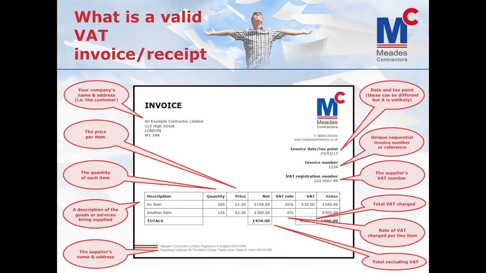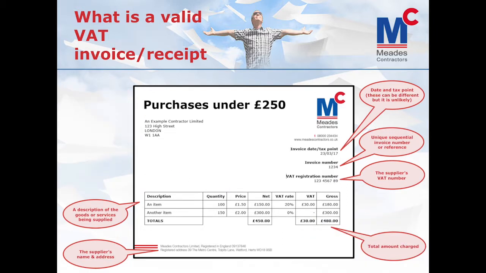So, if you're doing your own bookkeeping, you must make sure that any receipts or invoices over £250 have all those things on if you want to reclaim the VAT. All right, over £250. If it's less than £250, they're the only details you need.